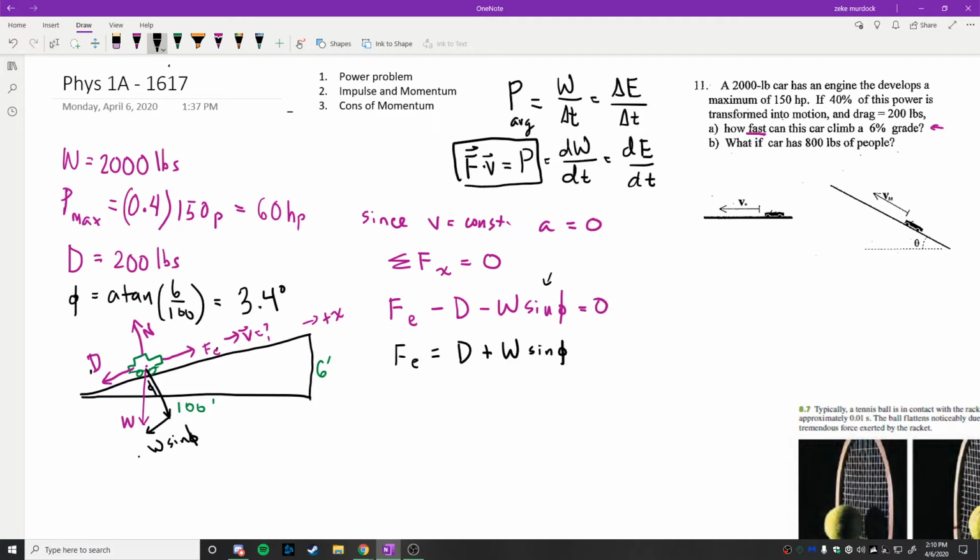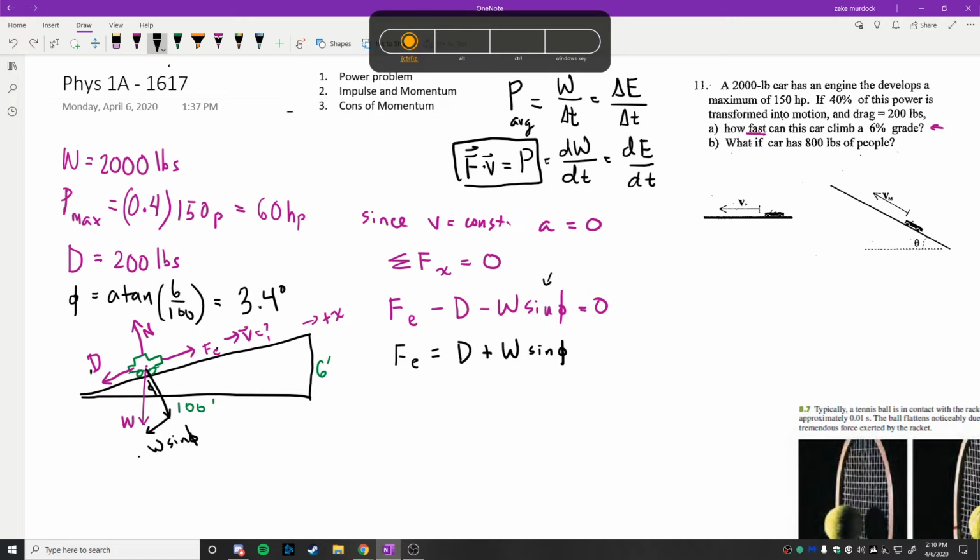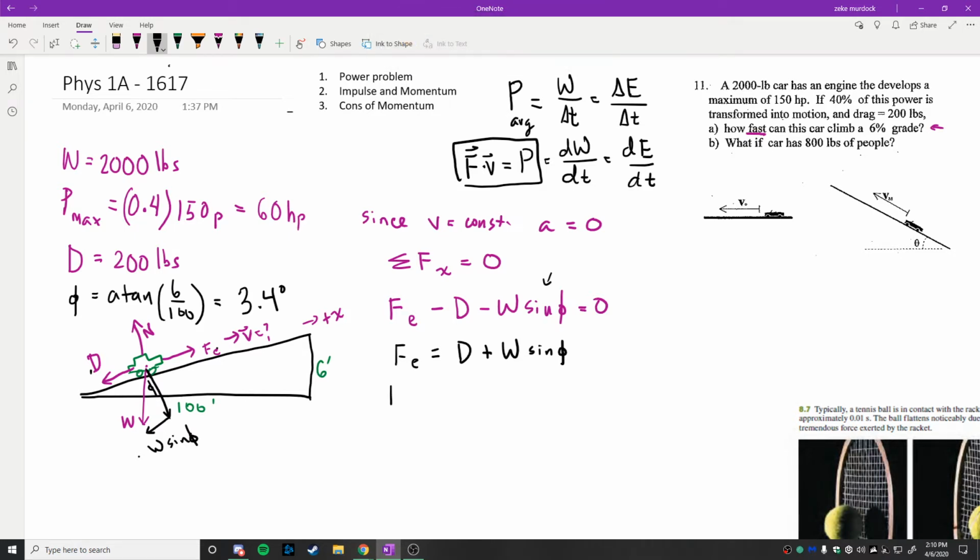All right. The next thing that we're going to do here, now that we know this, is calculate what the force from the engine needs to be to climb the ramp, right? Because we know the drag is 200, and we know the weight is 2,000, and we just need to multiply by the sine of the angle, 3.4 degrees.